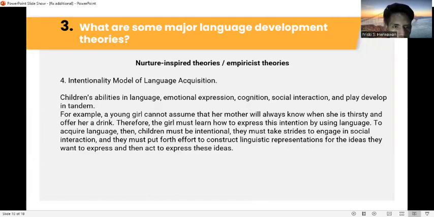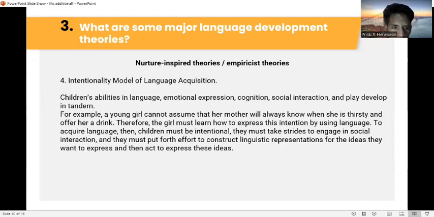And the next nurture-inspired theory is the intentionality model of language acquisition. This theory says that children's abilities in language, emotional expression, cognition, social interaction, and play all develop together at the same time. For example, a young girl cannot assume that her mother will always know that she is thirsty and offer her a drink. Therefore, the girl must learn how to express this intention by using language.